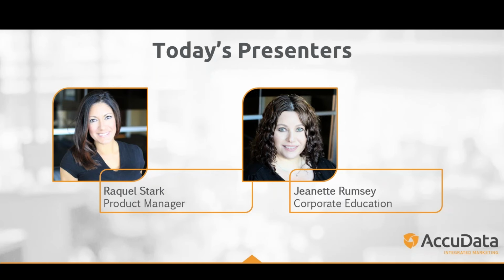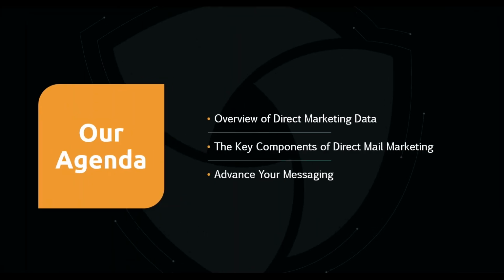So with that, let's go ahead and review today's agenda. We are going to begin with an overview of direct marketing data, and we're going to use this as a level set to talk to you about some of the different data assets that are available to power your direct marketing campaigns. Then we are going to move into an overview of 6 key components of direct mail marketing and how you can leverage those components to create successful campaigns. And lastly, we will introduce you to some different digital mechanisms that you can use to advance your messaging. And with that, we will go ahead and get started.